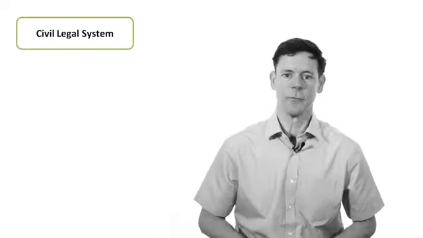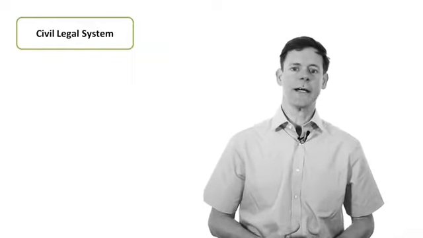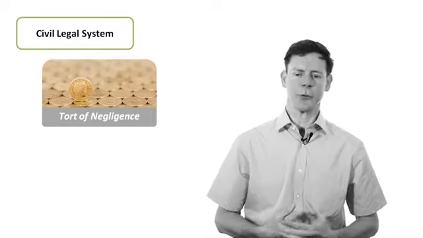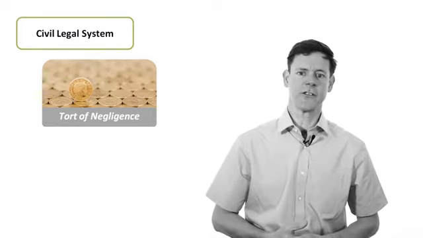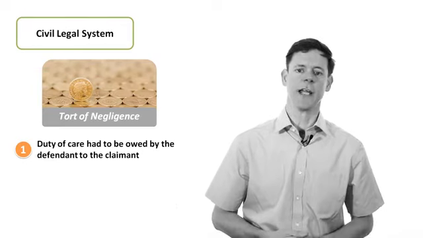Now, in contrast to the criminal legal system, the civil legal system is concerned with claims for compensation. The civil system is all based on tort of negligence. Now, in order for negligence to be proven, the claimant has to demonstrate that the defendant, that's the person that they're suing, owed them a duty of care.